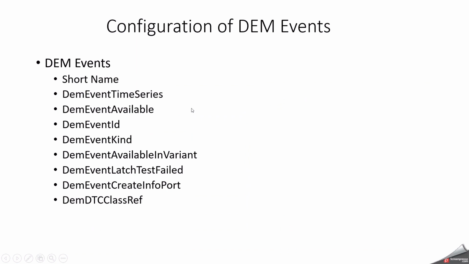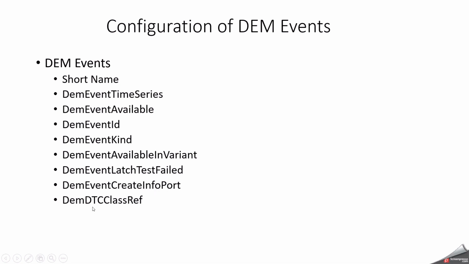Now, you want to configure DEM events, because we have just seen that when you select the counter based debounce method, what all the needed configuration parameters are that you have to select. So here I want to say that if you want to configure a DEM event, what all parameters you have to care about. For example, whether the DEM event is available or not, what your event ID is, what your event kind is, whether this can be reported by base software or in the application software component, and whether it will be available in variant, latch test failed, and event created info port, whether you need it or not.